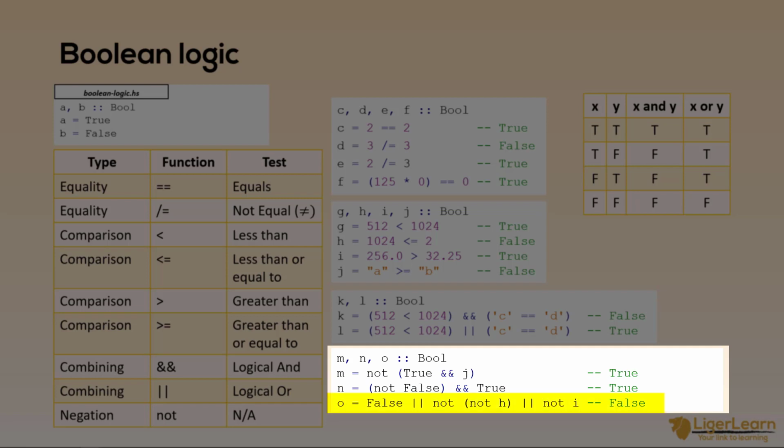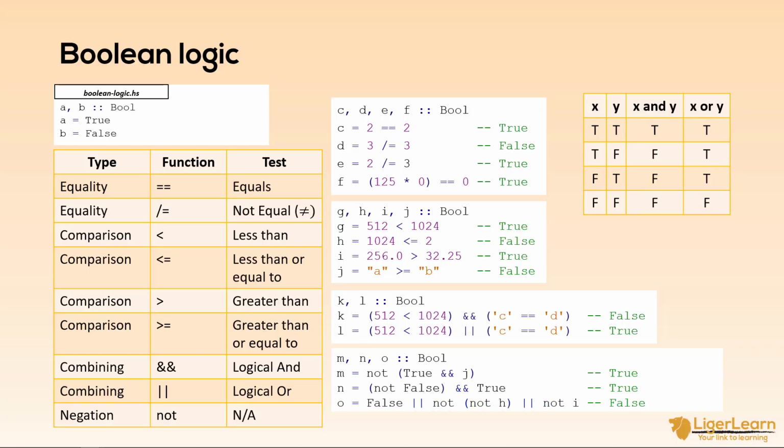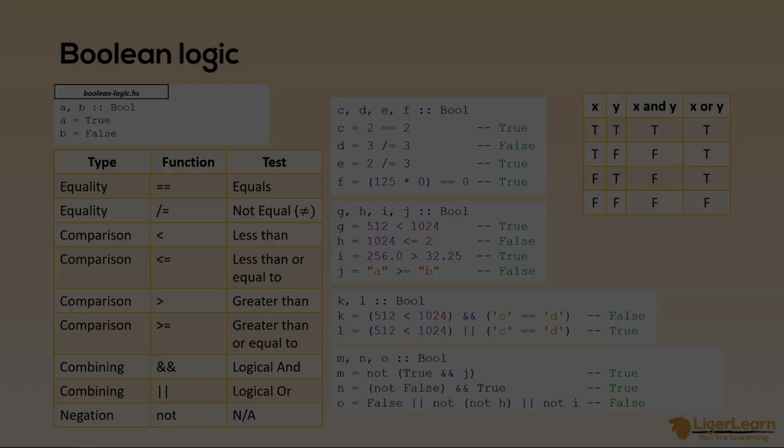O is equal to false, or not H, or not I. So we know H is false, and so not of H will negate false to true, and true back to false. And we know I is true, and if we not that, we get false. So this expression is false, or false, or false. And so the result will be that O is equal to false. That's it for Boolean logic. It can seem like quite a lot if you are new to it, but after a while of using it, you will get the hang of things.